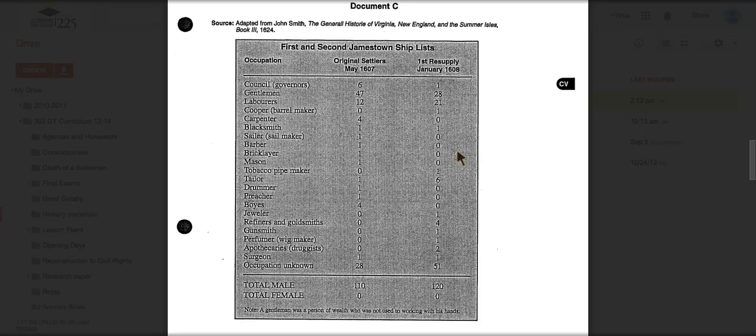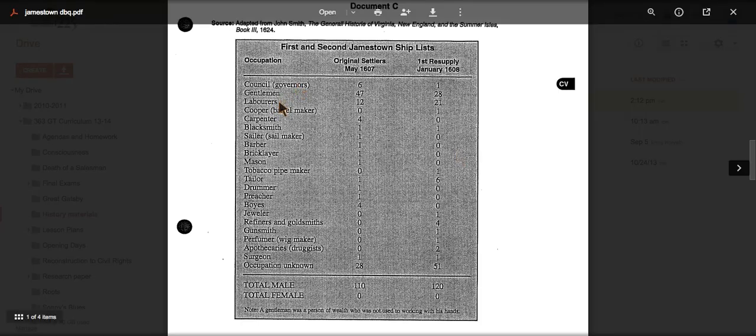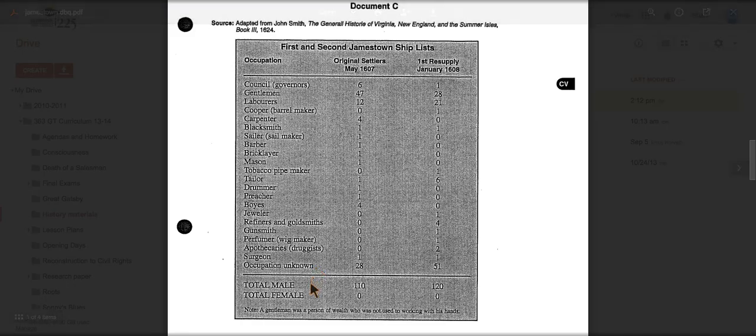And in this case, we have governors, gentlemen, laborers, barrel makers, carpenters, blacksmiths, sail makers, barbers, bricklayers, masons, tobacco pipe makers, tailors, drummers, preachers, boys, jeweler, refiners and goldsmiths, gunsmith, a wig maker, a druggist, a surgeon, and some that are occupation unknown. We also have a total of male and female colonists.